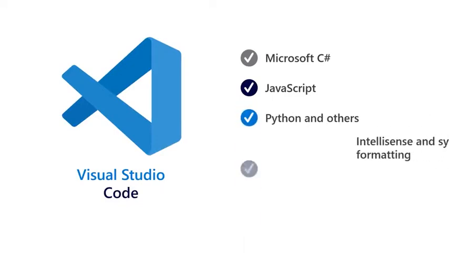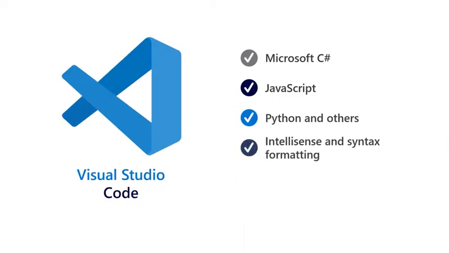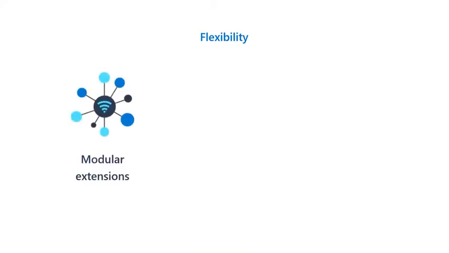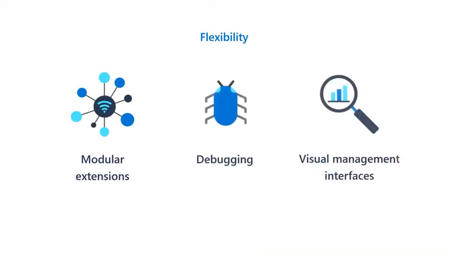Visual Studio Code is a lightweight code editing environment for Microsoft Windows, Apple macOS, and Linux. It provides a visual interface for many kinds of code, including Microsoft C#, JavaScript, Python, and others. It also provides IntelliSense and syntax formatting for common data formats such as JSON and XML. Visual Studio Code's flexibility is based on the ability to install modular extensions that add syntax checking, debugging, and visual management interfaces for specific workloads.